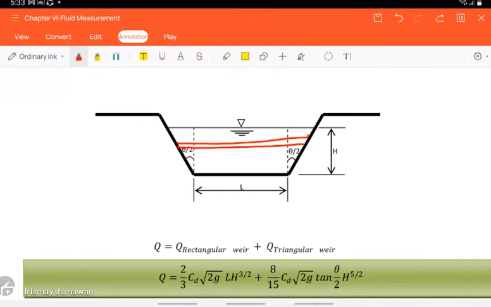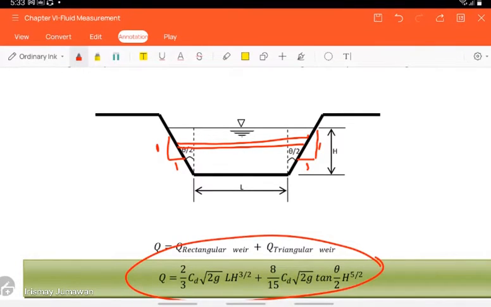But you have to take note, provided they have the same slope. For example, the side slope of the left side is 1:1, and the right side is also 1:1. So if they have the same side slope, you can apply that formula. But if you don't have the same side slope, you cannot apply that formula.